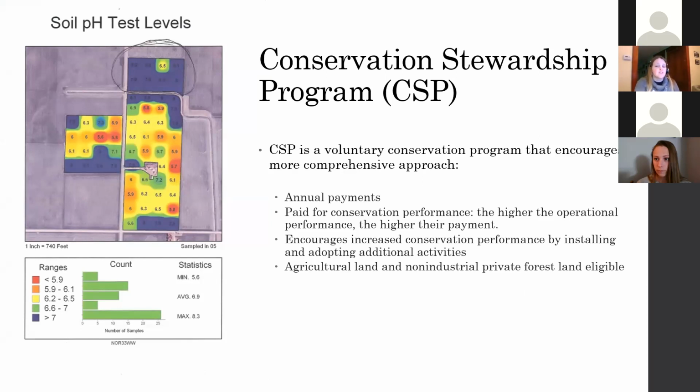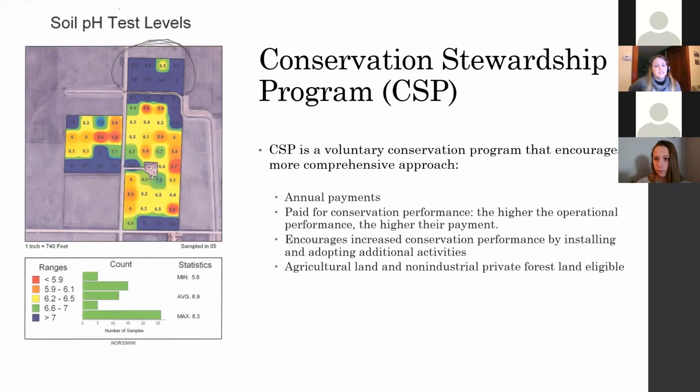It's a voluntary conservation program, and it encourages people to address their resource concerns in a more comprehensive manner. So we can use some practices to address those red acres and try to turn those red acres green on your whole operation, along with some of the other practices that may be in there that might be of interest to you.